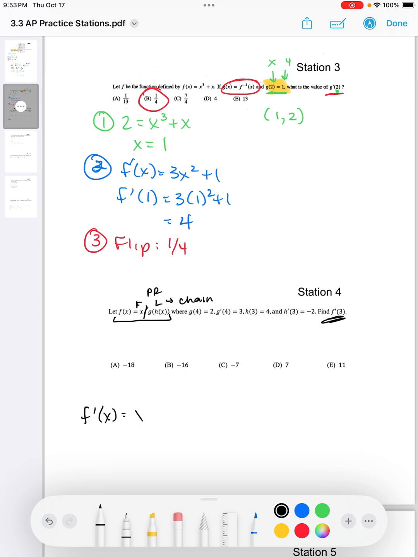So first, derivative of the last, and that's chain. So derivative of the outside, copy paste the inside, times the derivative of the inside, plus last, derivative of our first, well, the derivative of x is 1. That's gone. And then we're trying to find f prime of 3. So I'm going to take 3 and plug it in for every x value that I see.